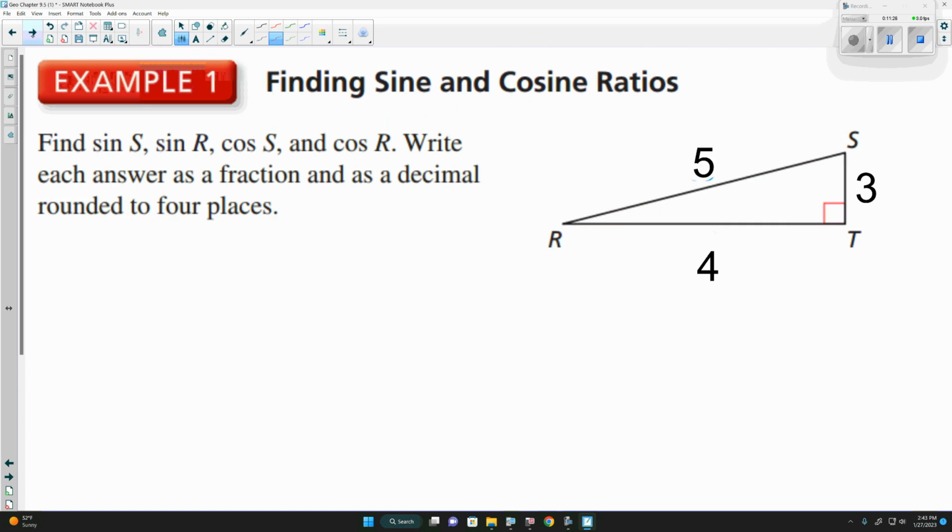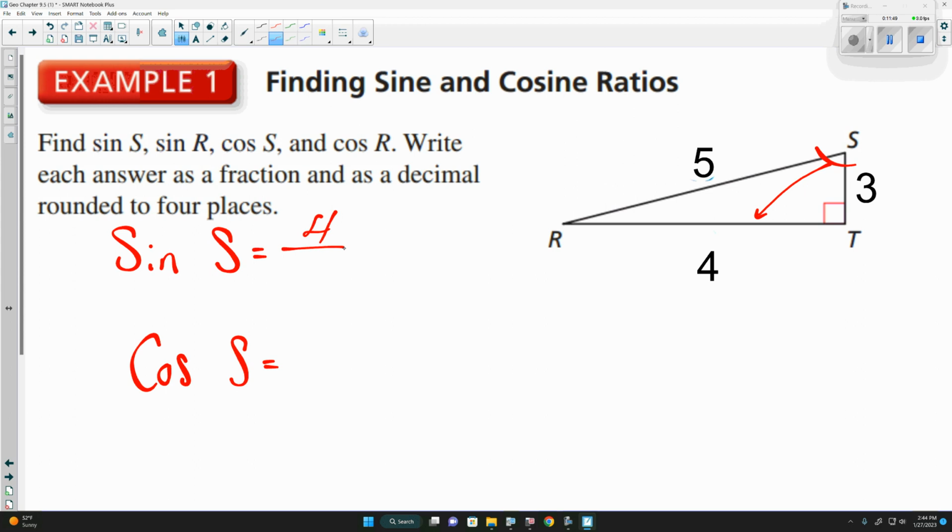Let's look at this one here. Sine of S, sine of R. So we'll do sine of S and cosine of S first. So sine of S, sine is opposite over the hypotenuse. So for angle S, the opposite side is 4 over the hypotenuse, which is 5. So we need to do 4 divided by 5, which is 0.8000.